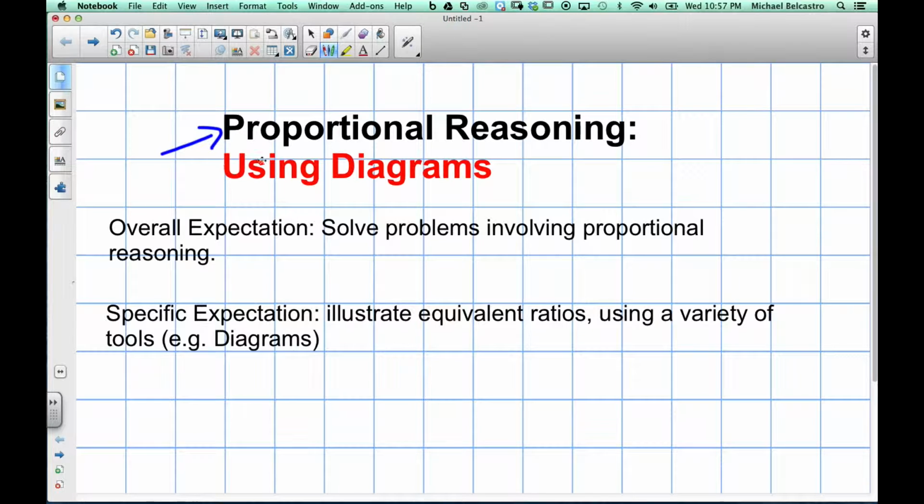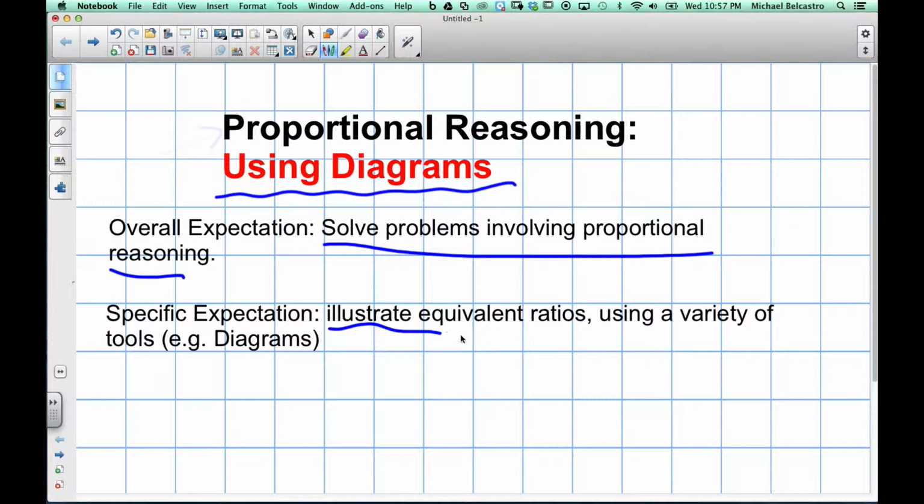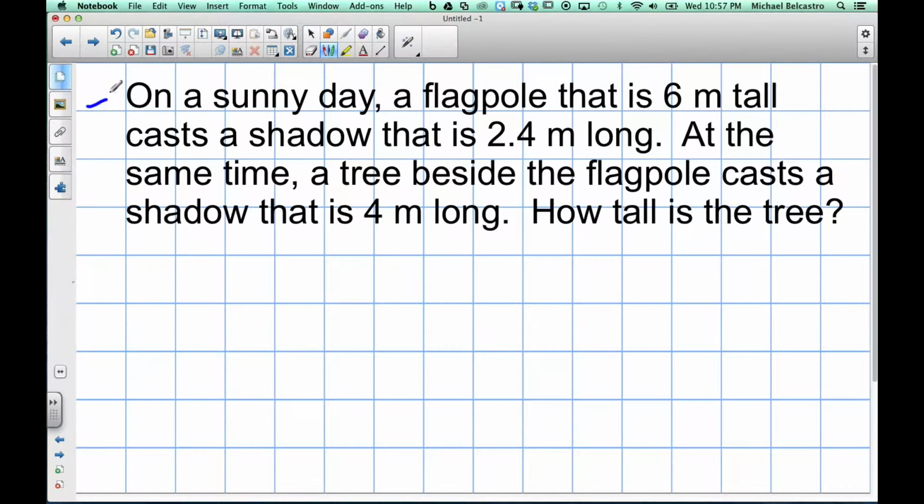We're looking at proportional reasoning, and we're going to use diagrams to solve this question. The overall expectation is to solve problems involving proportional reasoning. The specific expectation is to illustrate equivalent ratios using a variety of tools. This one we're going to use diagrams. So let's look at our inquiry-based question.